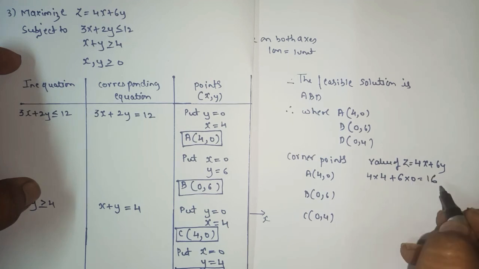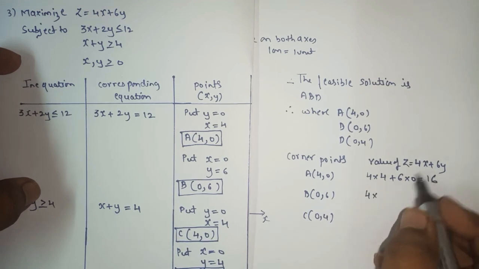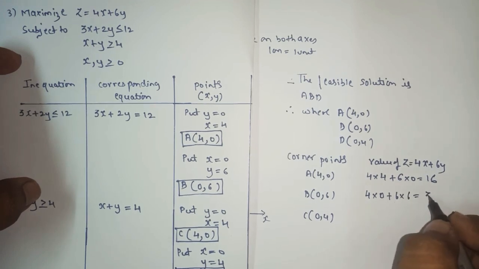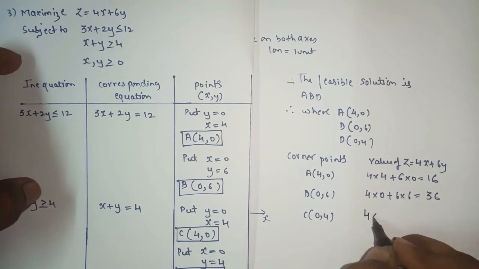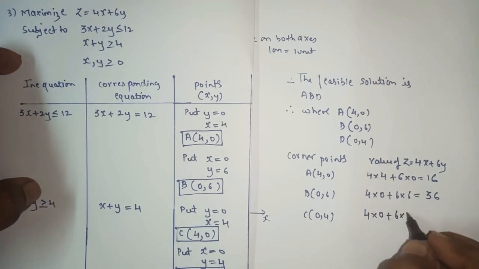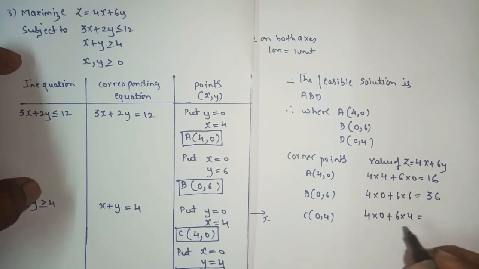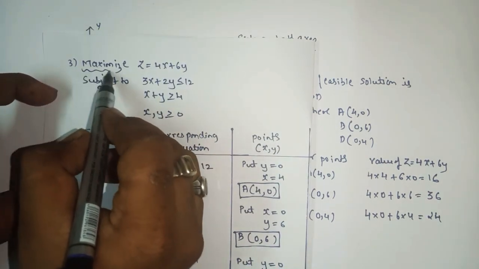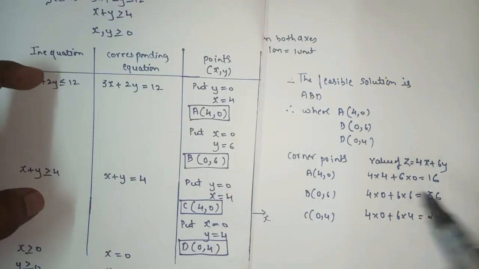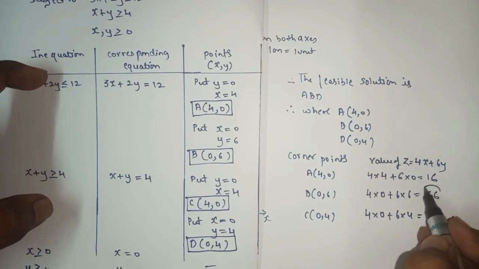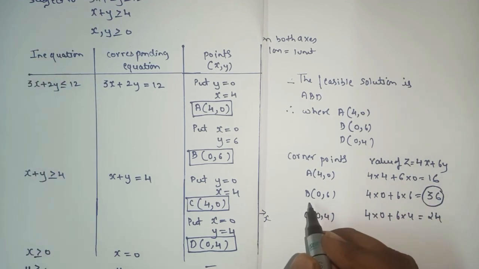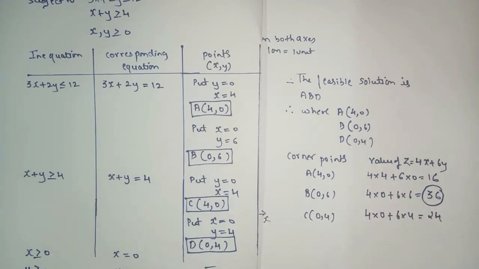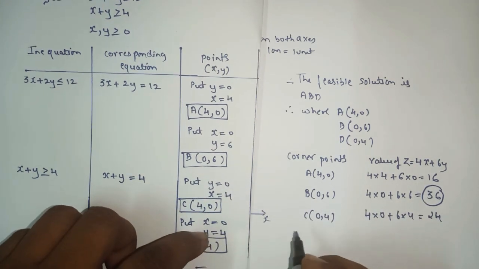Yes or no? So the answer will be 16. The next will be 4 into the x coordinate, which is 0, plus 6 into 6. So 6 6s are 36. Then 4 into 0 plus 6 into 4. 6 4s are 24, and this will be 0. So 24. But in the question we have to find the maximum value of Z. So here clearly we can see that the bigger number is 36. It lies at point B 0 comma 6.